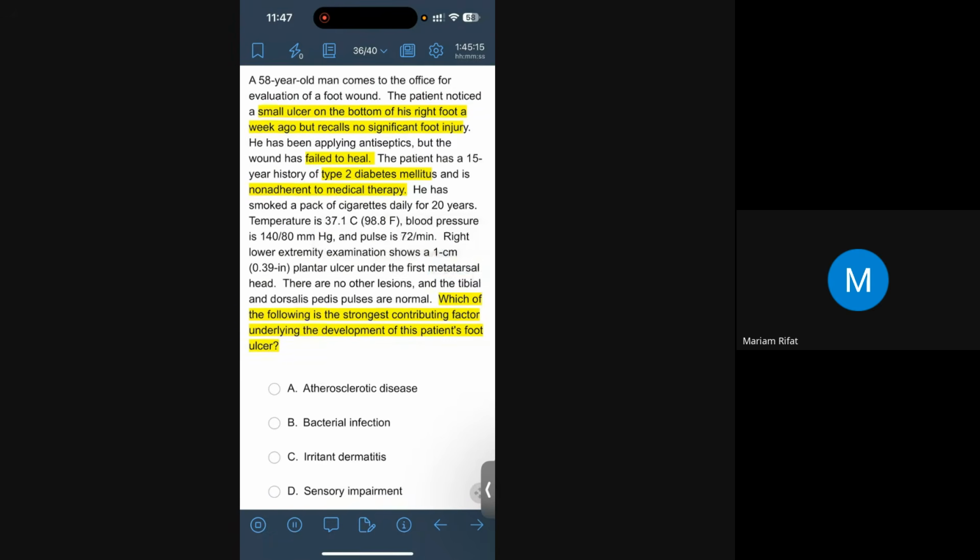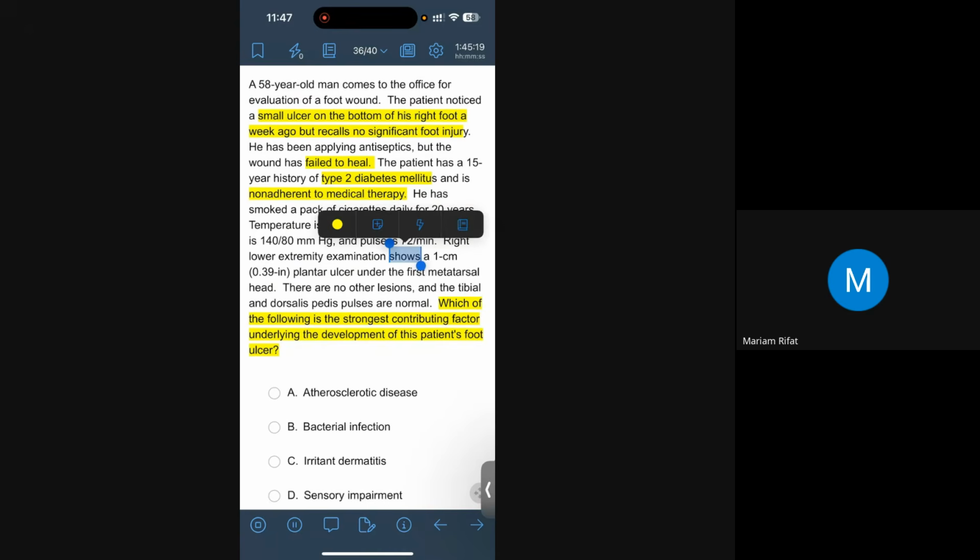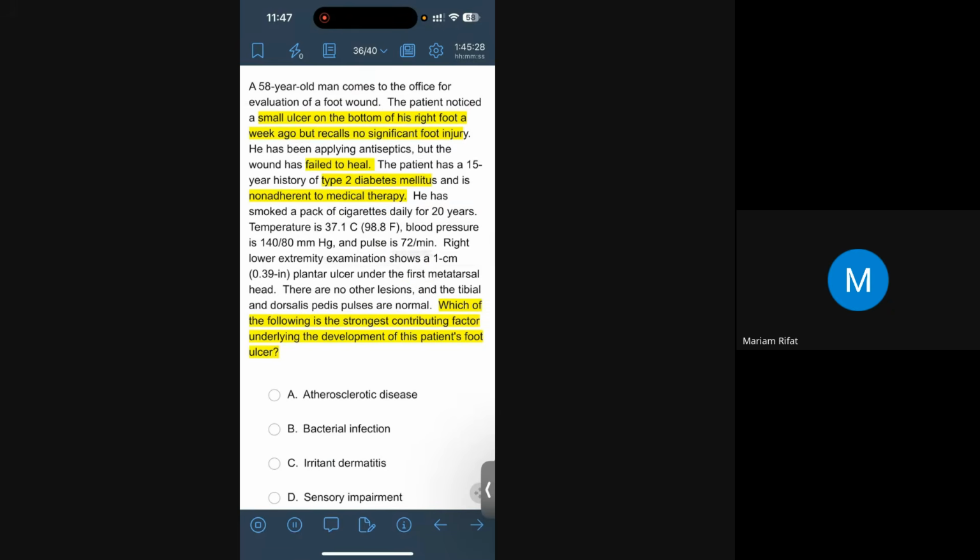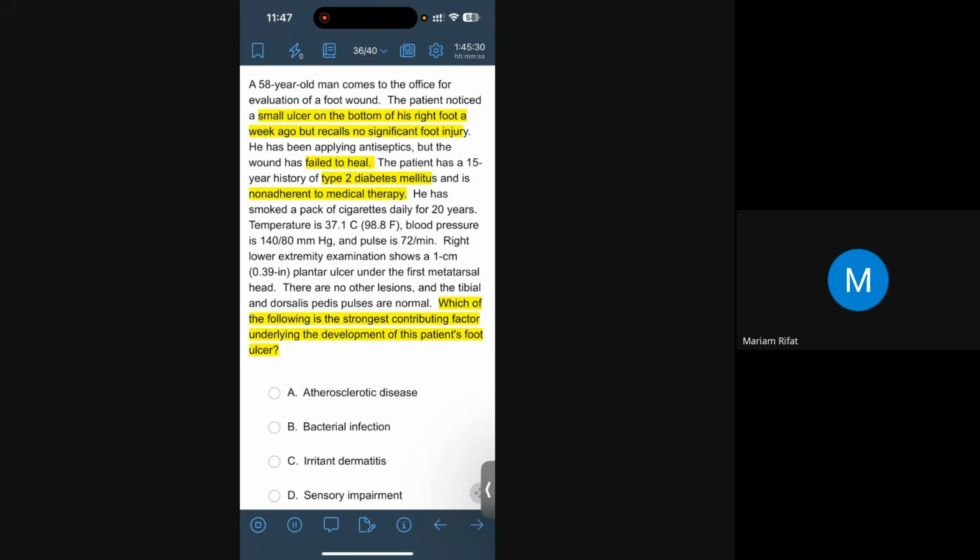A 1 centimeter plantar ulcer under the first metatarsal head. There are no other lesions. The tibial and the dorsalis pedis pulses are normal.